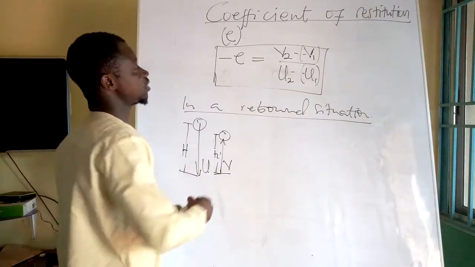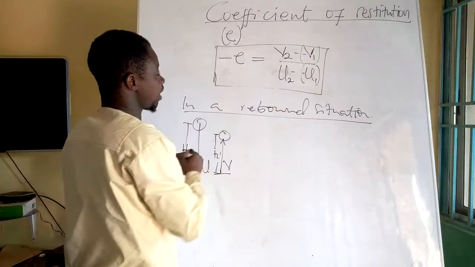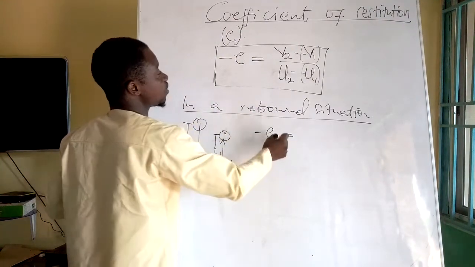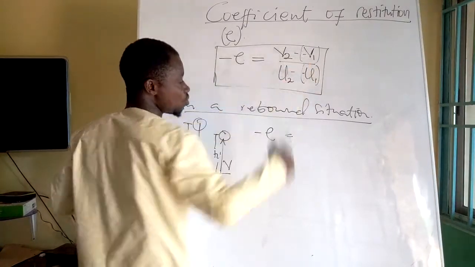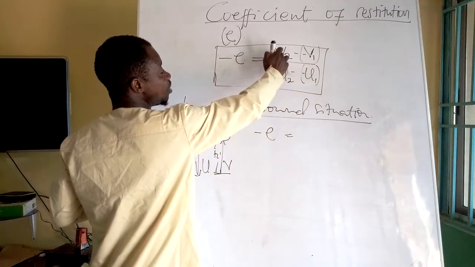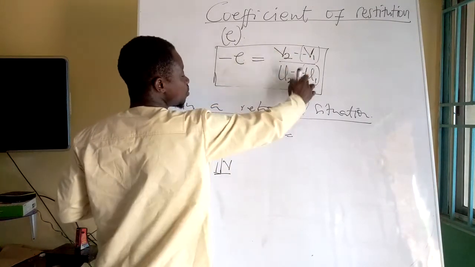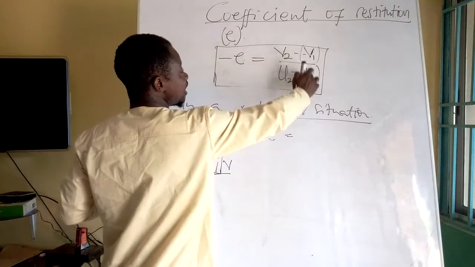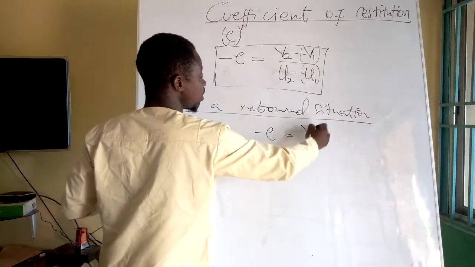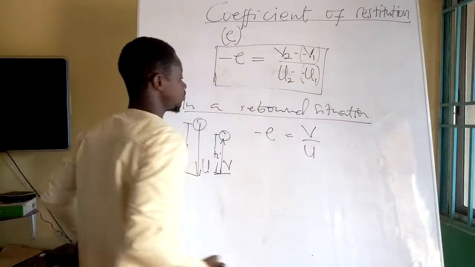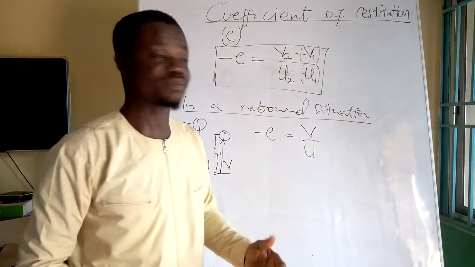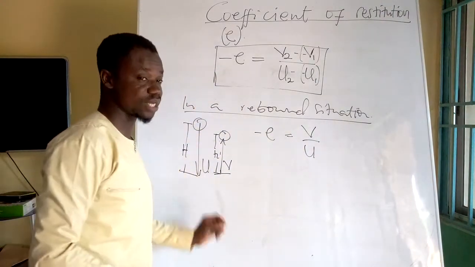In this situation, when we make changes to this formula, we are going to get negative E is equal to, because the ground, remember it is only the body that is moving. The ground is not moving. So because the ground is not moving, the V1 and the U1 will go to 0. So we are going to have V over U. As simple as that, because it's only one body that is moving, only the object that is hitting the ground and bouncing off.